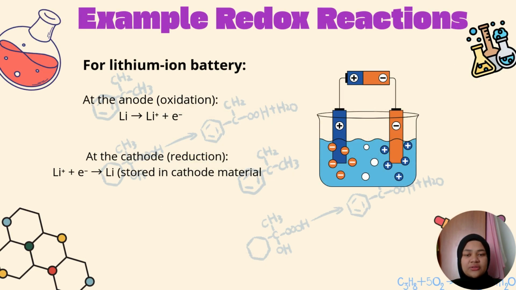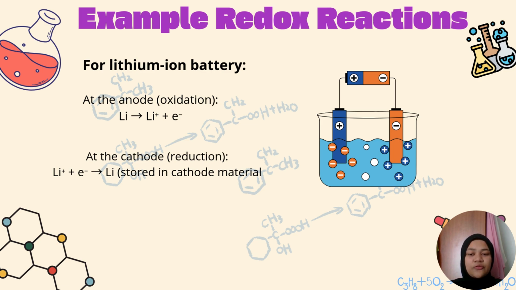Example: a lithium-ion battery. At the anode, oxidation is happening, which means lithium atoms lose electrons. In this equation, lithium produces a lithium ion plus an electron. At the cathode, reduction is happening. The lithium ion gains an electron. From this equation, lithium ion plus an electron produces lithium.